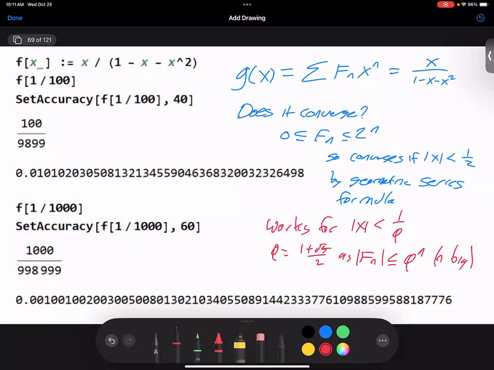No, I know this series converges. I know it converges as long as x is less than 1/2. I can use this to prove Binet's formula. And now that I have that, I can go back and revisit this and ask, how big of an x can I take and still have this converge? As long as x is less than 1 over the golden mean, this will converge. But you always want to be thinking, whenever you see an object, does it exist?